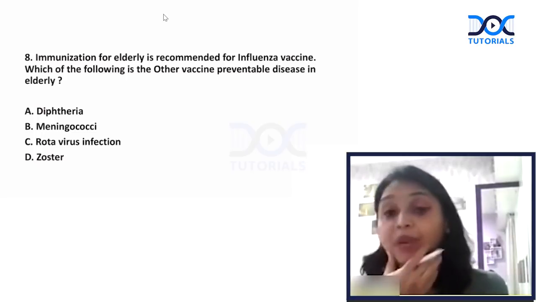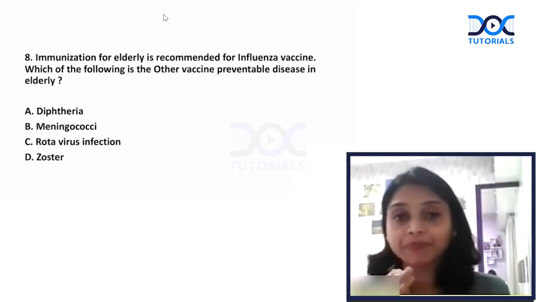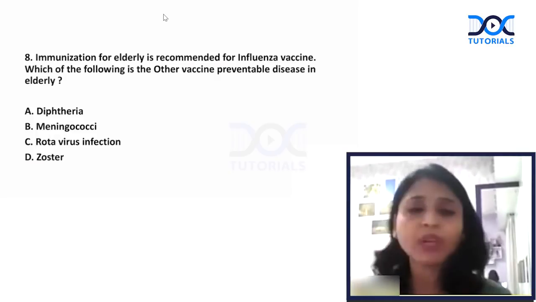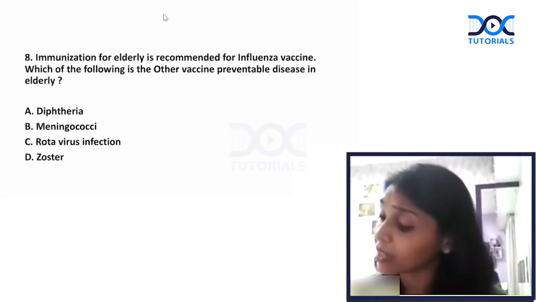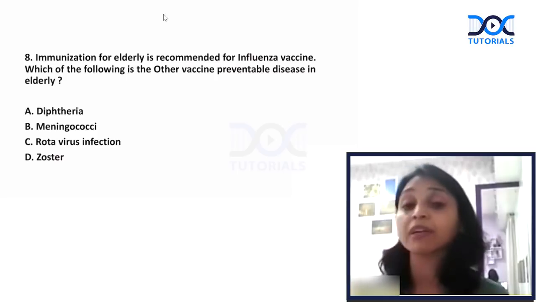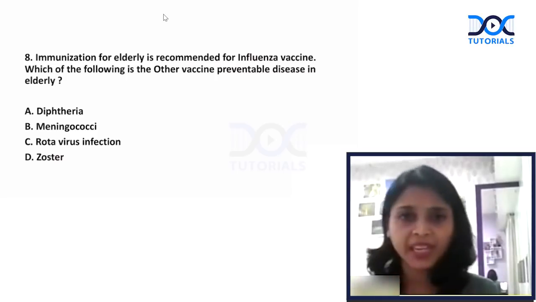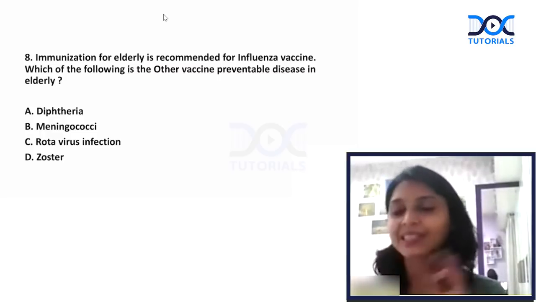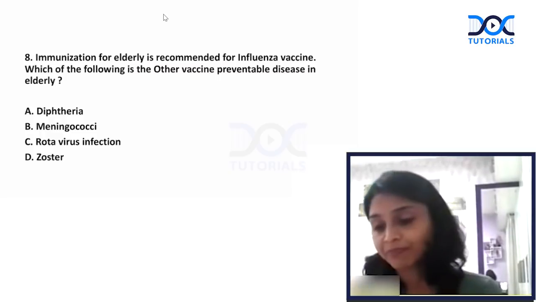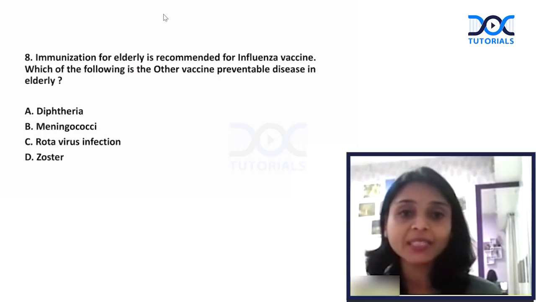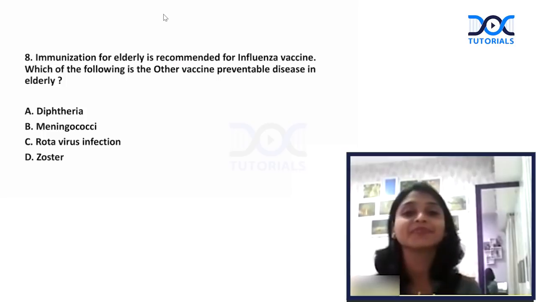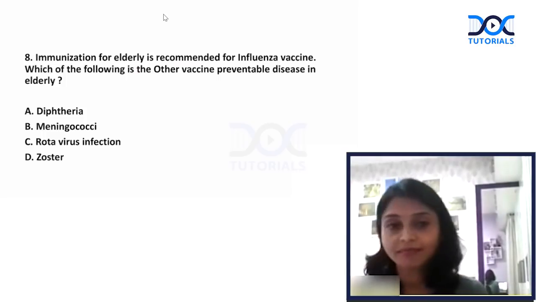Next is immunization for elderly. Immunization for elderly is recommended for influenza vaccine, that we all know. Which of the following other vaccine preventable disease is given for elderly? Diphtheria, meningococci, rotavirus. Rotavirus, so you can just like that rule out, right? And zoster. Which one? What is the answer?